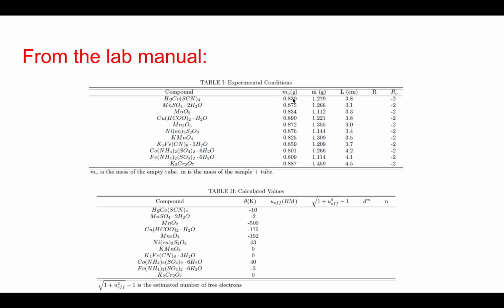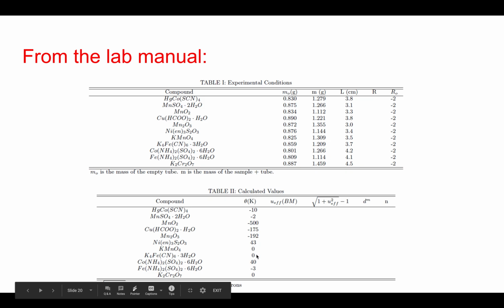This here is the mass of the empty tube. This here is the mass of the empty tube plus the mass of the sample. So you have to subtract the difference of these to get the mass of the sample. This is the length of the sample in the tube. This is the R. This is what you have to get. And this is R0. Right here is the Curie temperatures. And so you calculate this, and this.